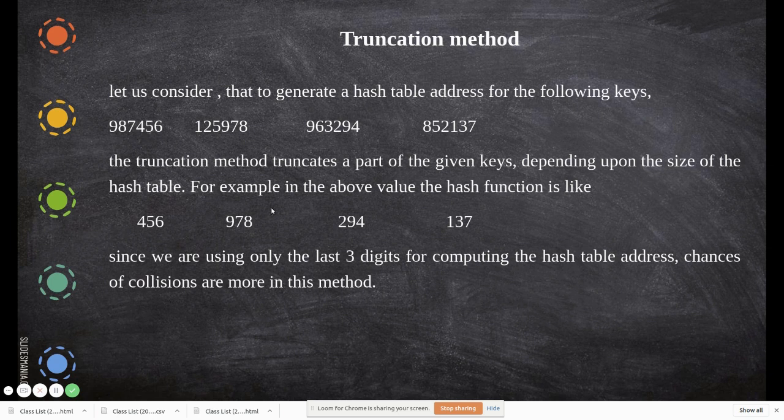In this employee number, I take only the last three digits, and depending upon the last three digits, I am storing. Since we are using only the last three digits for computing the hash table, chances of collisions are more in this method. What do you mean by collisions? For example, I have stored 456, let me say here.